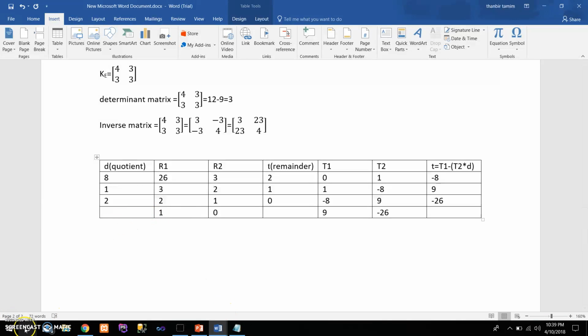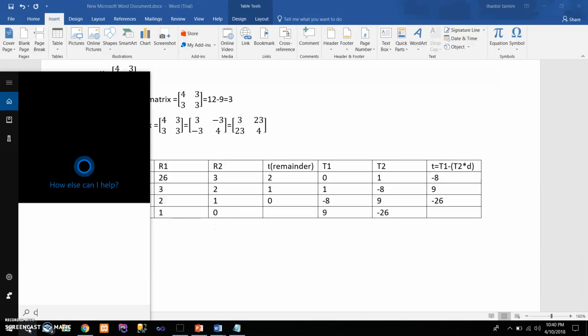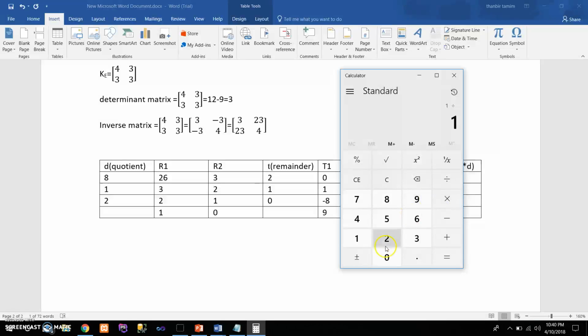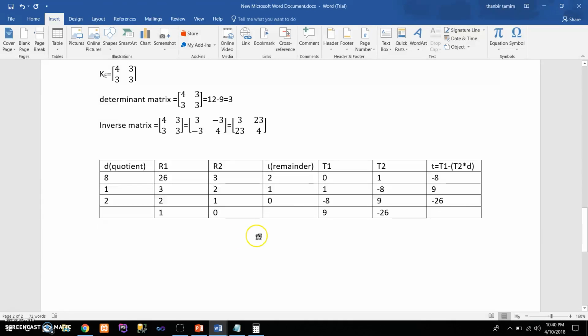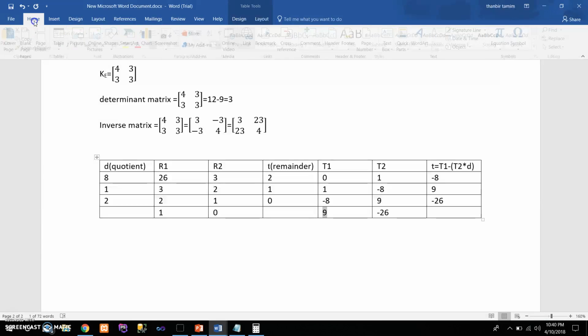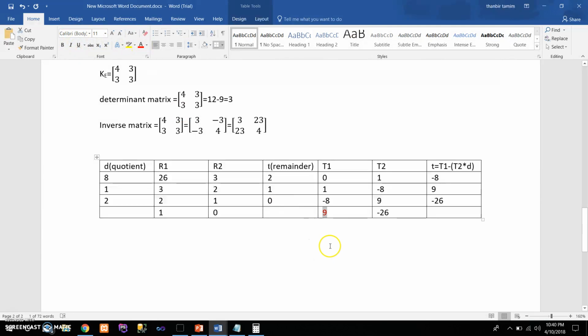So now here we have a problem. The problem is, see it, we will open the calculator. So 1 divided by 0, see it, cannot be divided by 0. So our process is finished and we will get the value of t1. So why do we need this t1? We need this t1 to bring out our decryption key. So the decryption key will be the multiplication of t1 and the encryption inverse matrix.